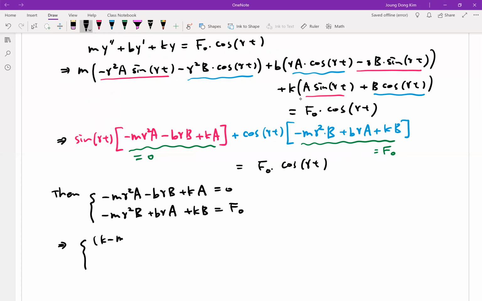(k minus m gamma squared) A minus b gamma B equals 0 from the first one. The second one is simply b gamma A, and what about the B part? (k minus m gamma squared) B must be equal to F0. Okay, as you know, there are two ways to solve this problem. The first one is elimination, or we can do substitution, right?